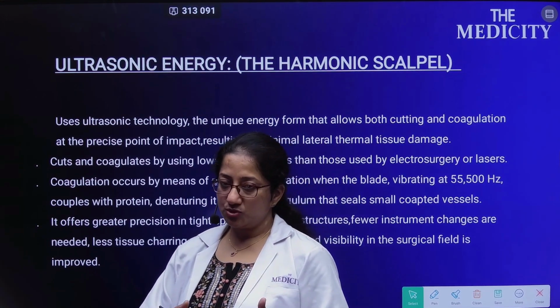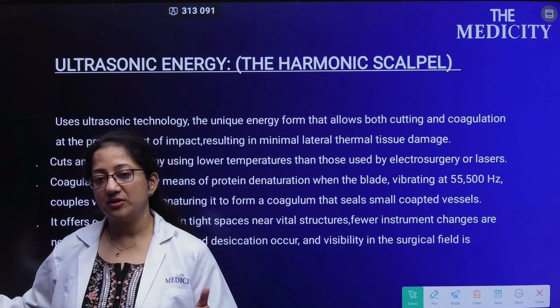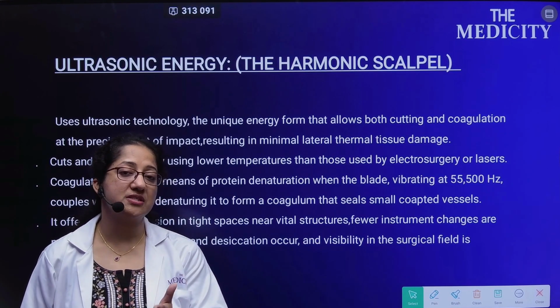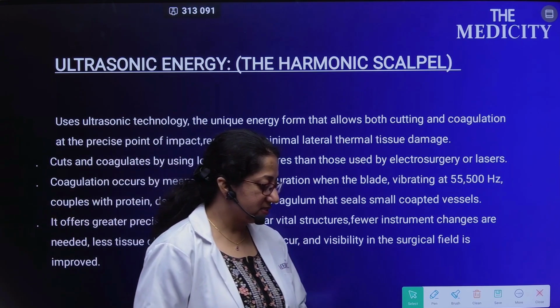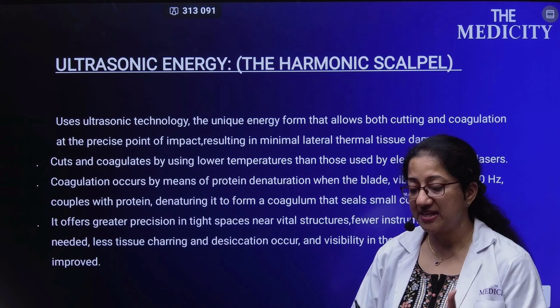Before this, what we used to do is, we used to first coagulate with the bipolar, take it out, then cut it with the scissors. But the harmonic does both the functions simultaneously. It coagulates the tissue and it cuts as well. So this saves our time.